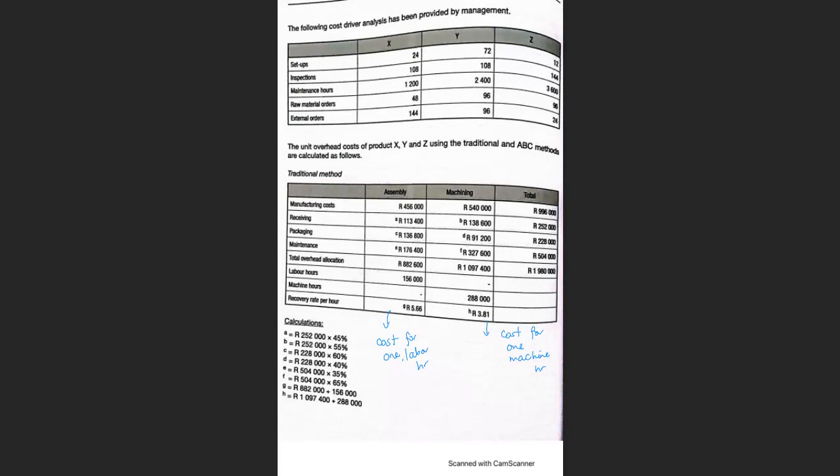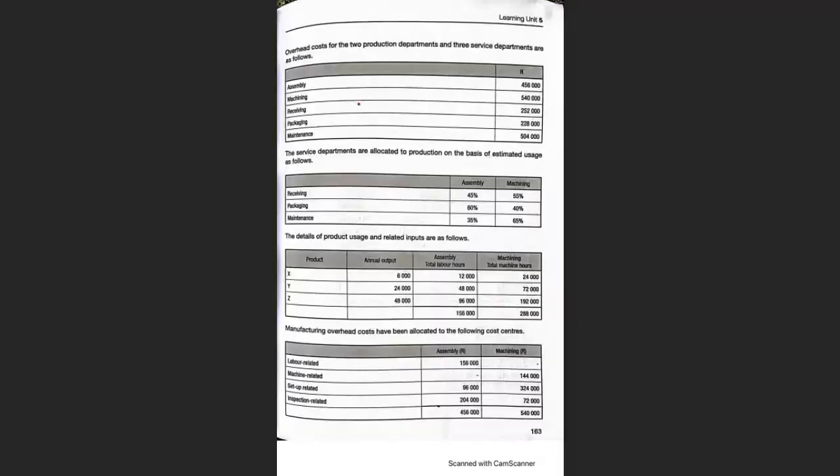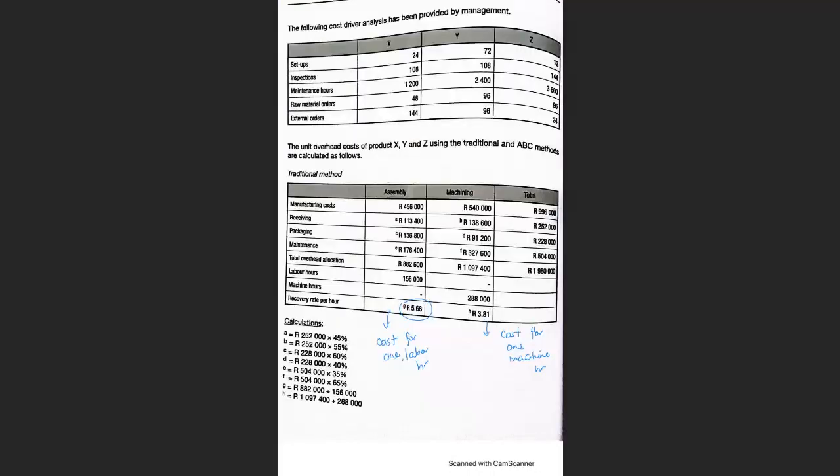The last part of it under the traditional method is, if this is the cost for 1 hour, we need to know, remember we had calculated here that X required 2 labor hours, Y also required 2 labor hours, and Z also required 2 hours. And for machine hours, it was 4 hours required for X, 3 hours for Y, and 4 hours for Z. We want to know what is the total cost for these.